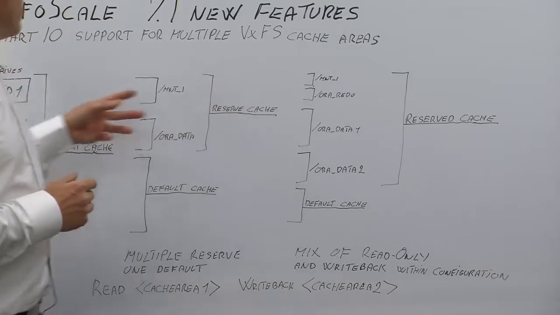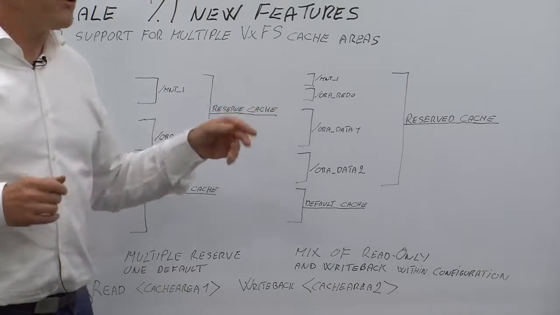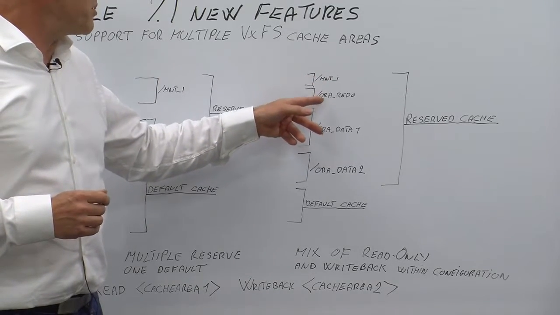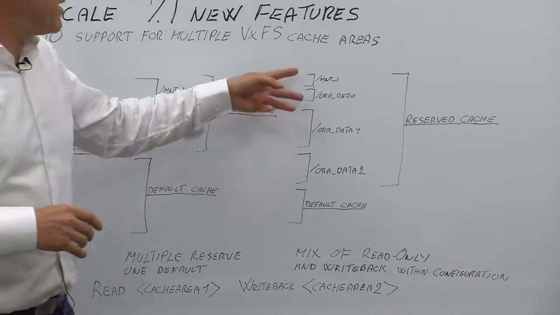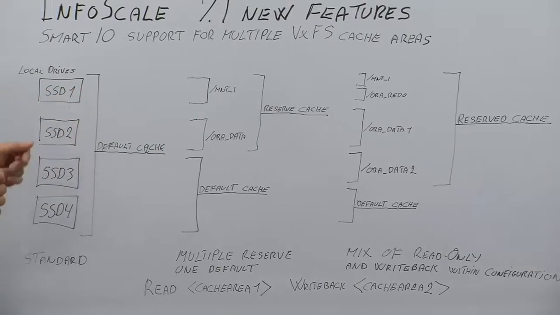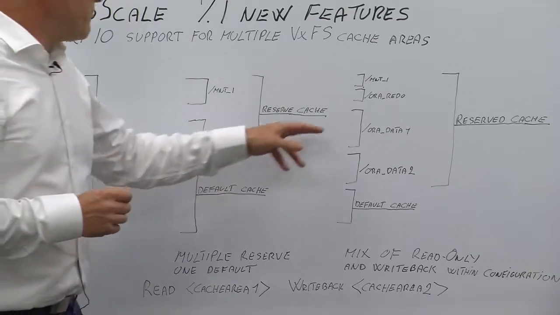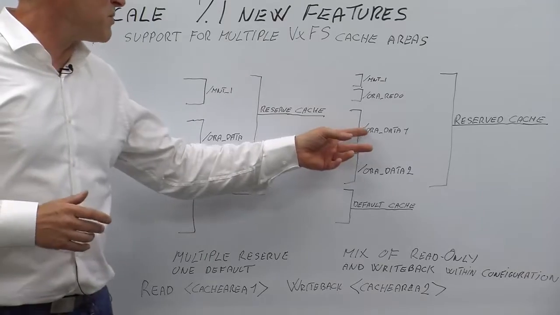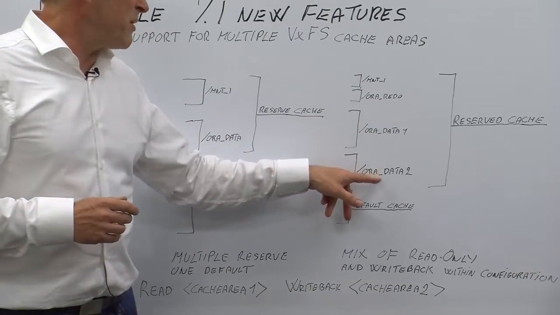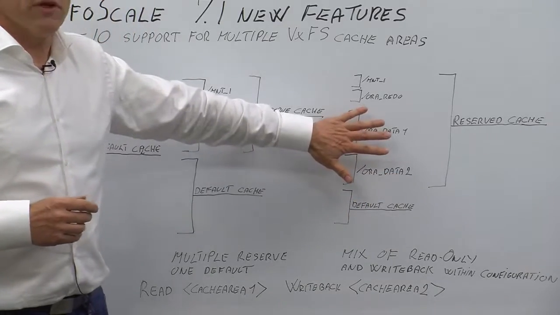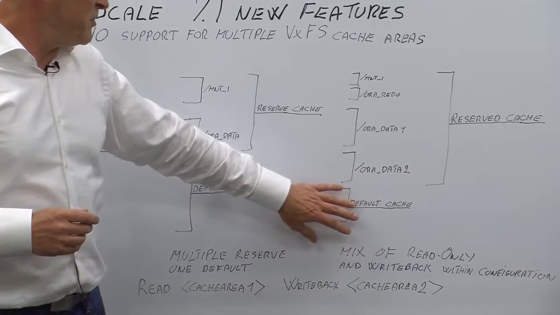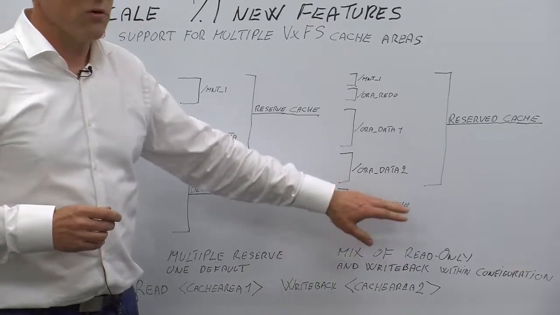So up here on SSD 1, we have two mount points, one called /mount_I, and then we have /aura_radio. So they are located as two mount points on the same SSD drive. That's the new part we have here. Then we're using SSD 2 for the mount OR_data 1, and on SSD 3 we have OR_data 2, also with their own either read-only or write-back cache. And then we're using SSD 4 as a default cache area as well.